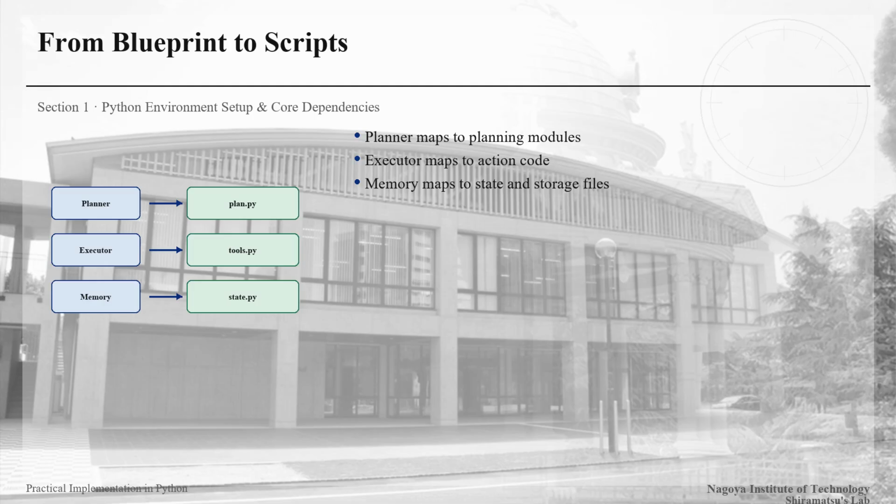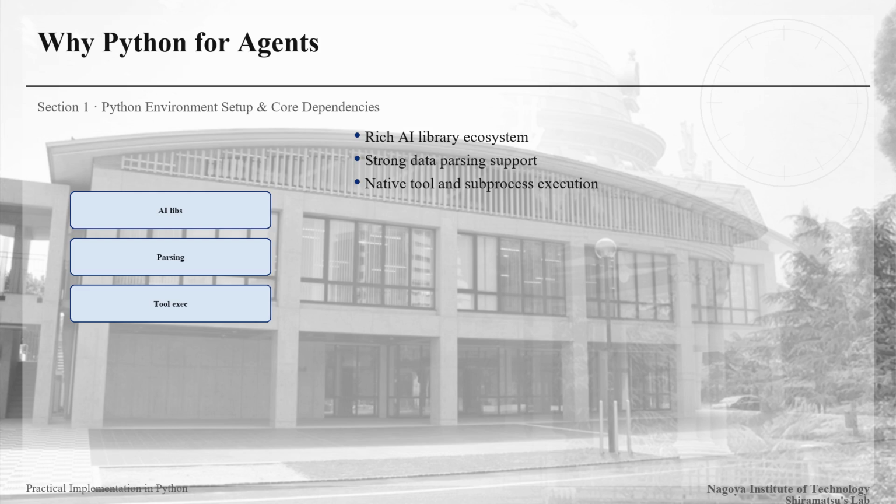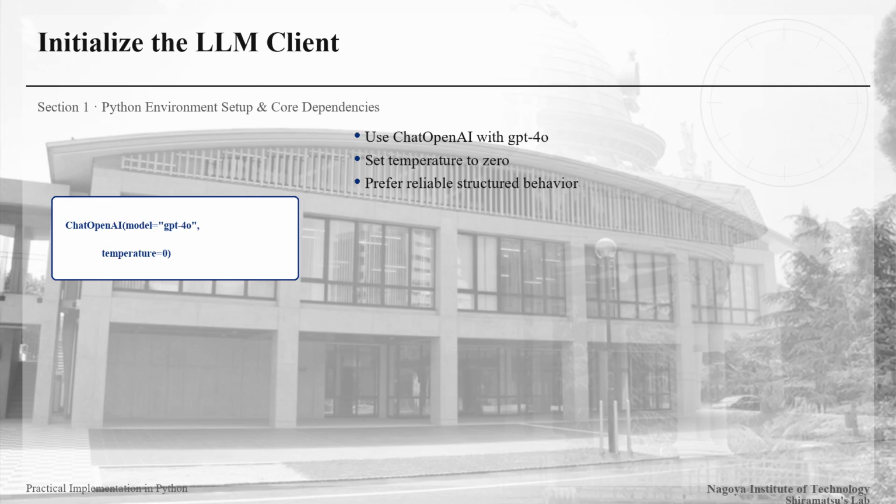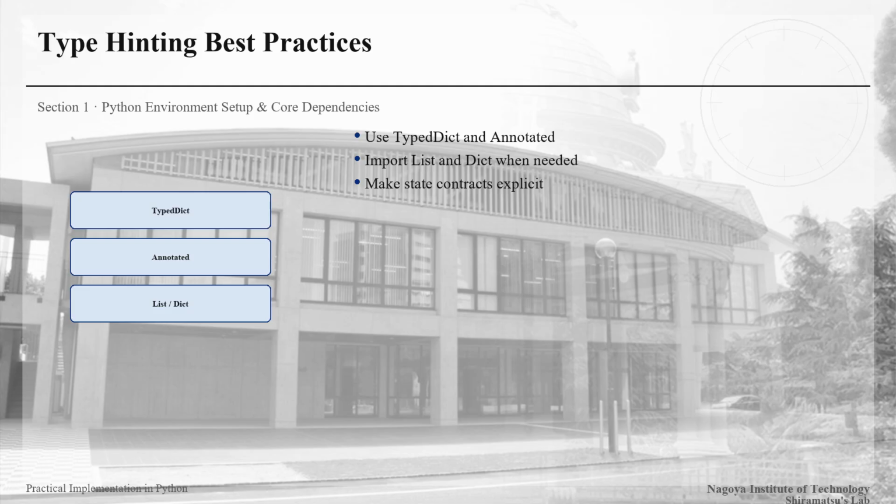Planner, executor, and memory become concrete Python modules. Python is preferred because of its AI ecosystem, data parsing strength, and native tool execution. A clean layout often includes state.py, tools.py, nodes.py, and graph.py. Initialize the client with ChatOpenAI, for example GPT-4o, at temperature 0 for reliable behavior. Use typing tools such as TypedDict and Annotated so state contracts stay explicit and robust.